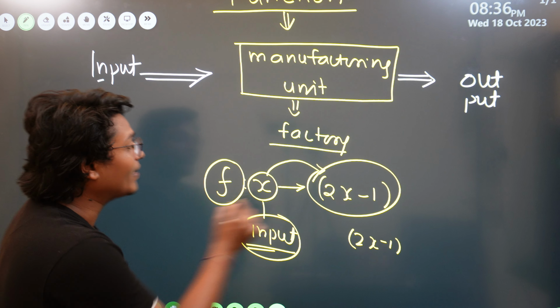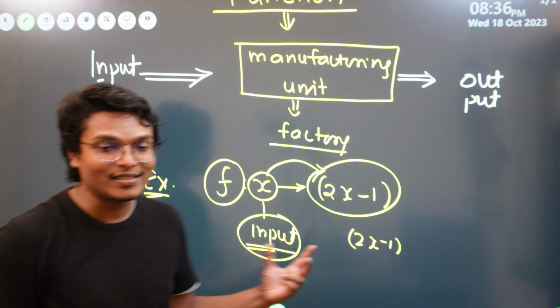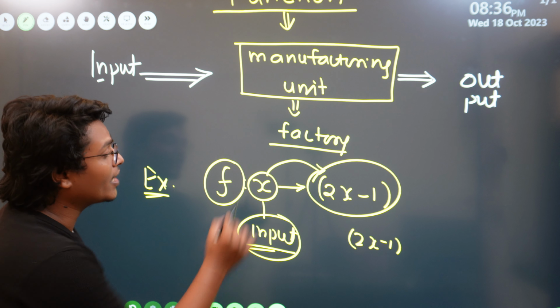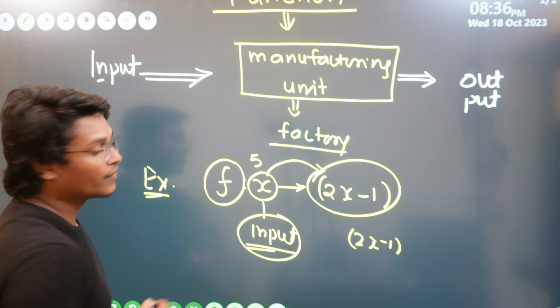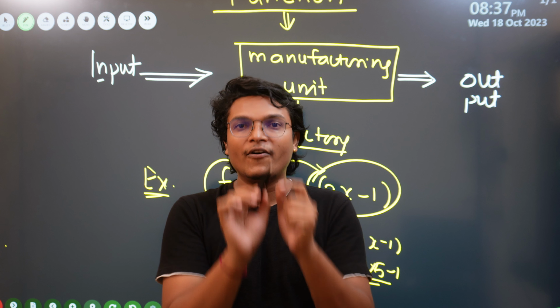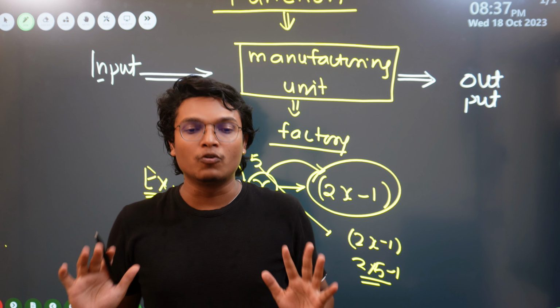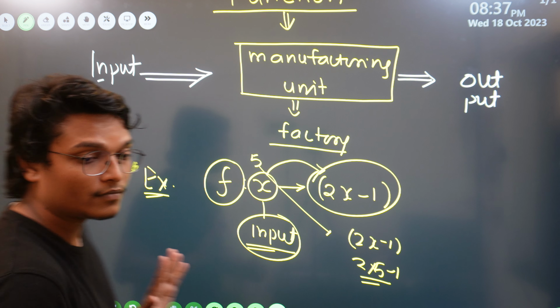Not always. I have taken an example here. In this example, if I take the value of x as 5, my output will become 2 into 5 minus 1. So understand it like a factory only. Whatever input you give, the function denoted there does the processing, and then we get the output.